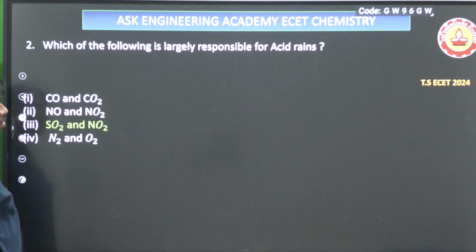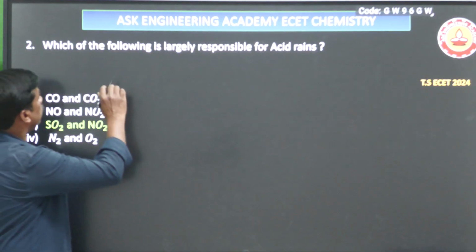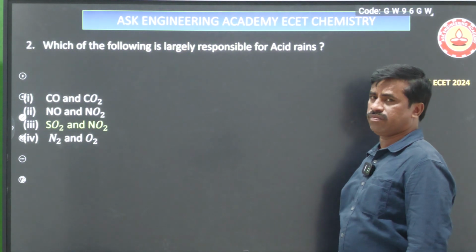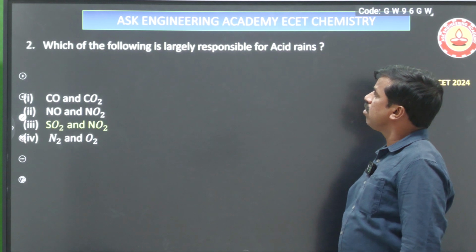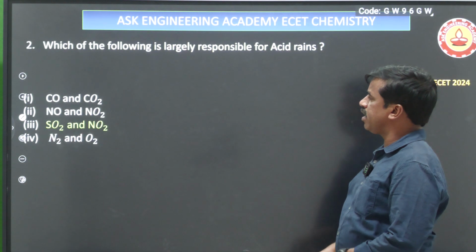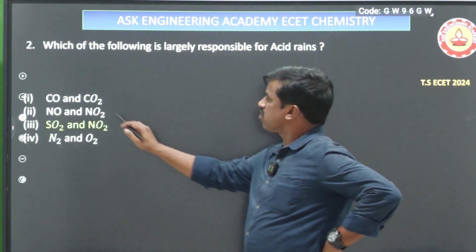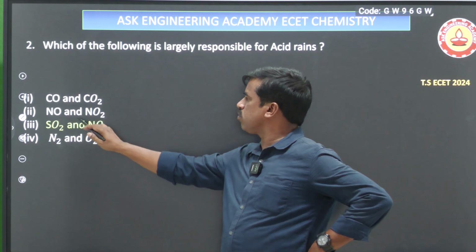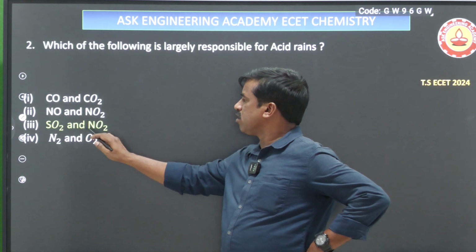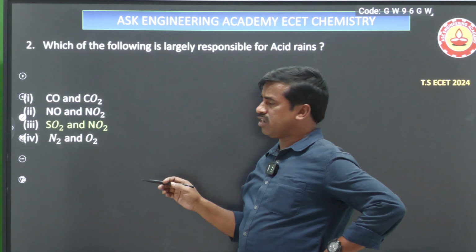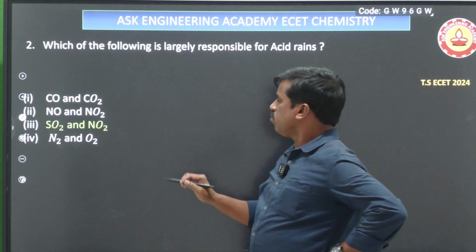Next, one more question is given. Which of the following is largely responsible for acid rains? The options are carbon dioxide and carbon monoxide, carbon dioxide alone, and nitrogen oxide and nitrogen dioxide. This belongs especially to the environmental studies topic, but this question came here.